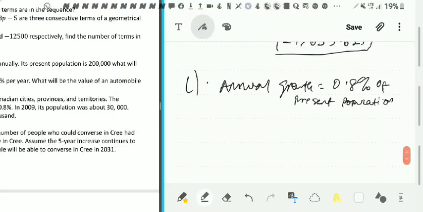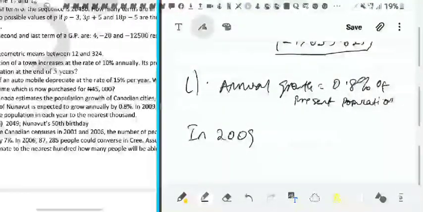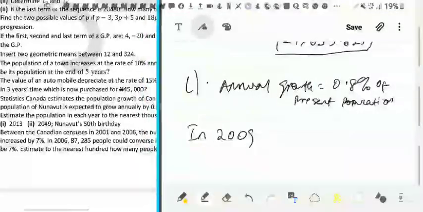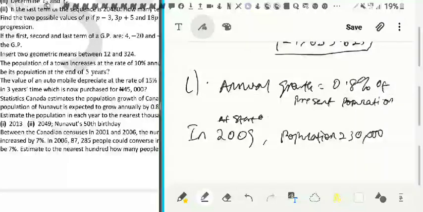Okay, so in 2009, its population was about 30,000. Population 30,000. Okay, this is the start. At the start of 2009, population was equal to 30,000.